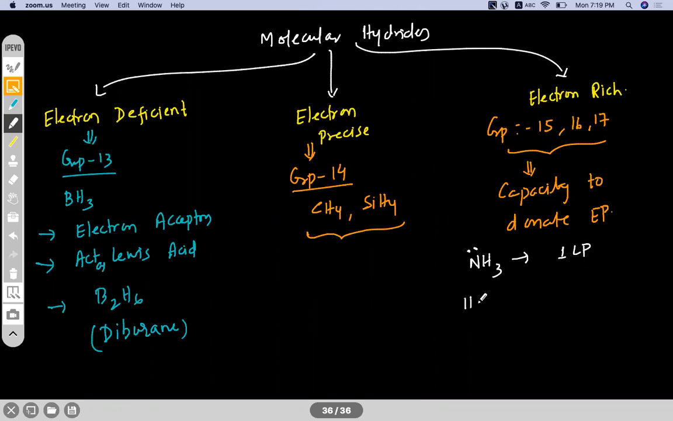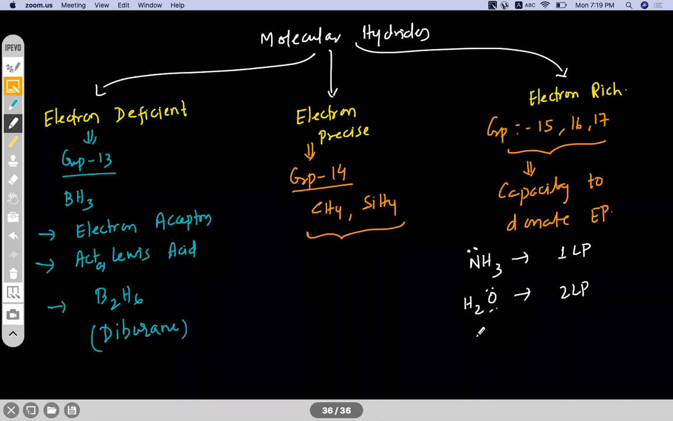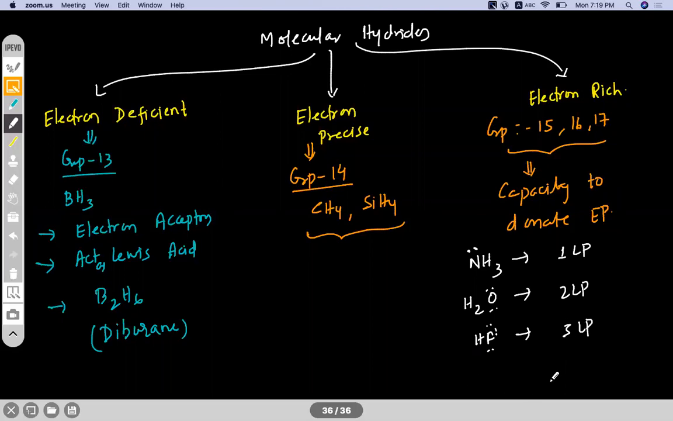Another one you see, H2O, group 16 hydrides, two lone pair. And the rest one is HF, three lone pair, right? Group 15, 16 and 17, lone pairs, behave as Lewis base. These are electron donors.